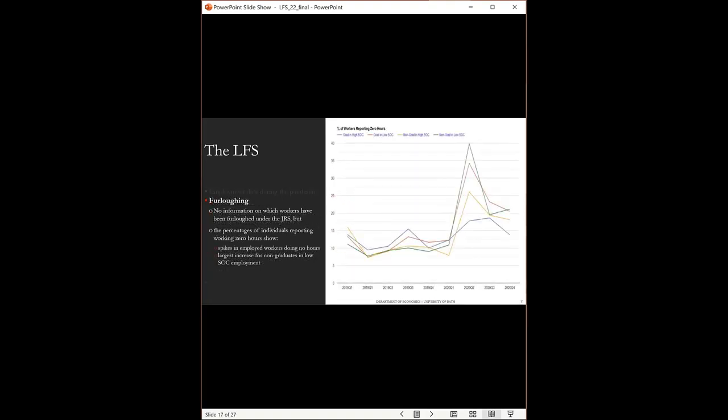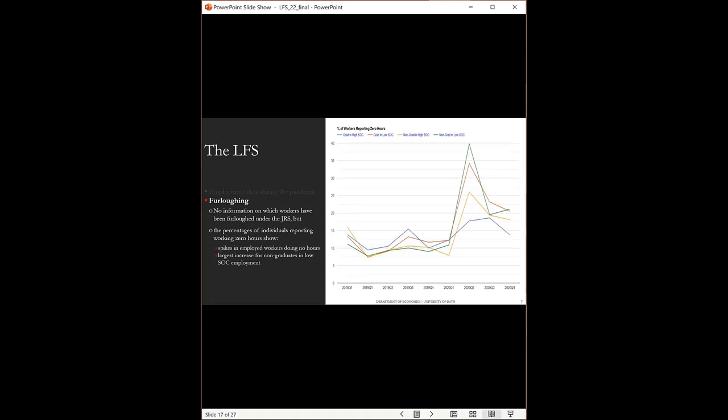And still on furloughing, the LFS data we used did not collect information on the workers that were furloughed. There was the Understanding Society survey data, which collected furlough data, but we couldn't get all the categories or the characteristics of workers that we wanted for the paper with that data set. So we stuck with the 5Q longitudinal LFS data.